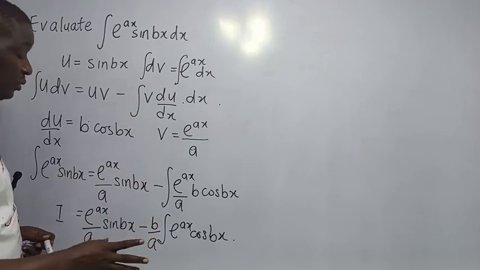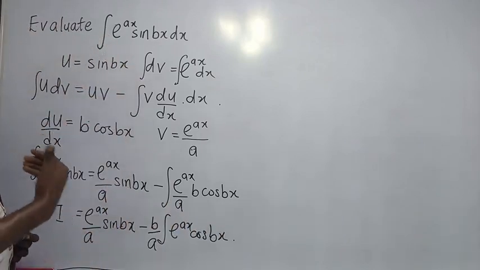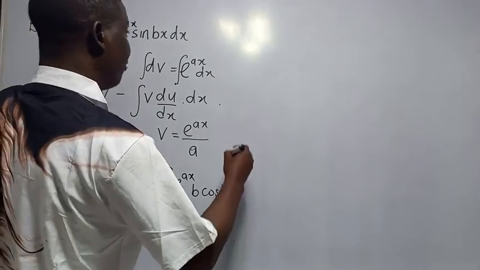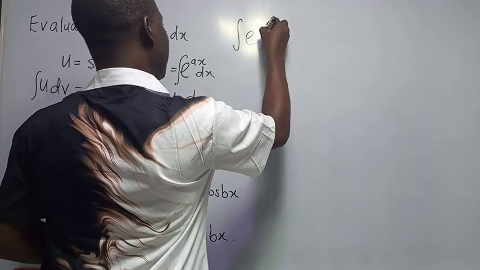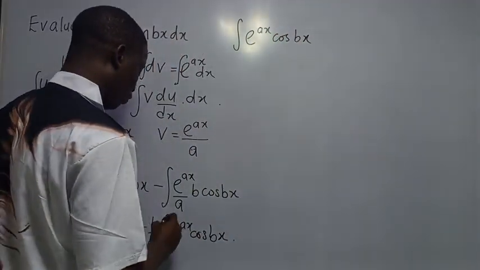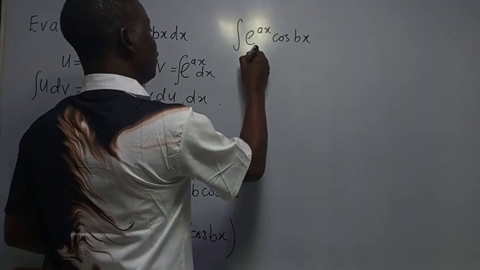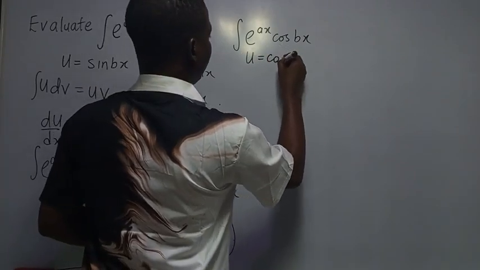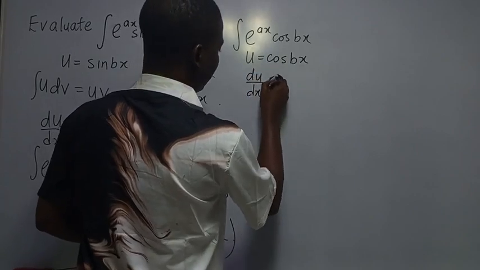So what we're going to do now is to break this one down again further, going through the same process. Now we are going to have the integral of exponential ax cos bx, which is what we want to integrate now. Using the same method, u is equal to cos bx.